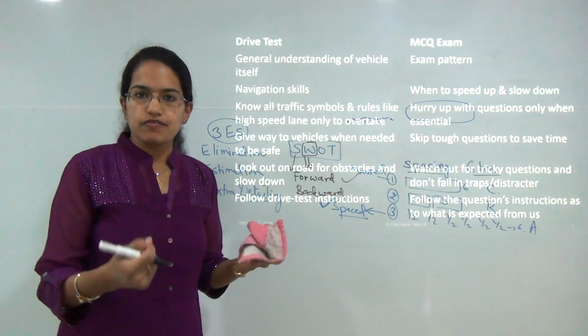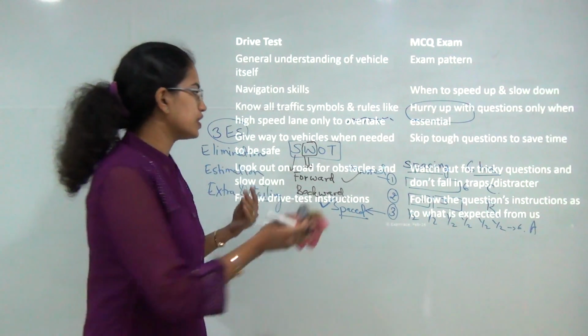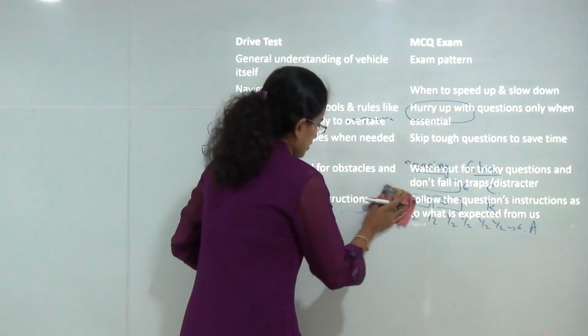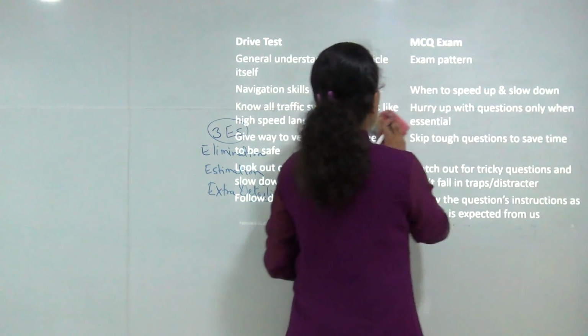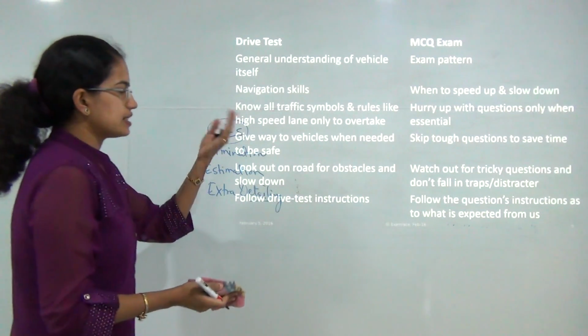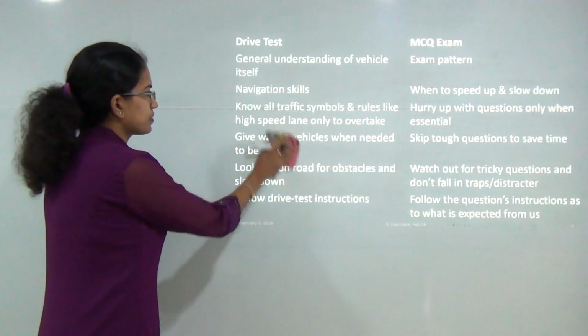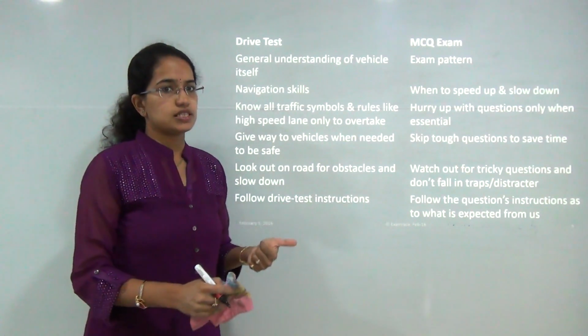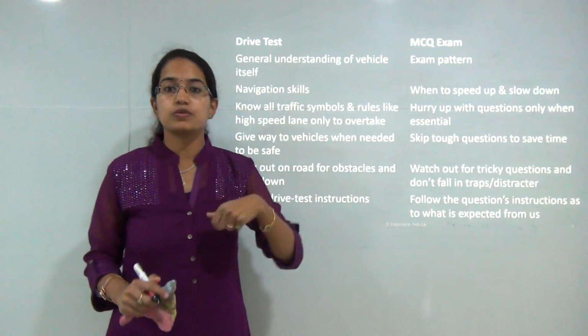If you are learning a vehicle and you want to get a driving license, what will you do? You will go for a driving test. Now what happens in a driving test is similar to what happens in an MCQ test. You have an exam pattern with you where you are told about certain rules about driving. You must know the navigation skills for driving, while in MCQs you must know where to speed up, where to slow down.